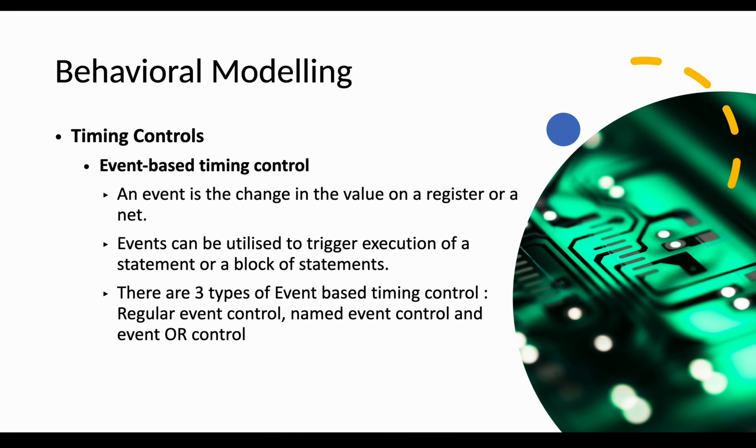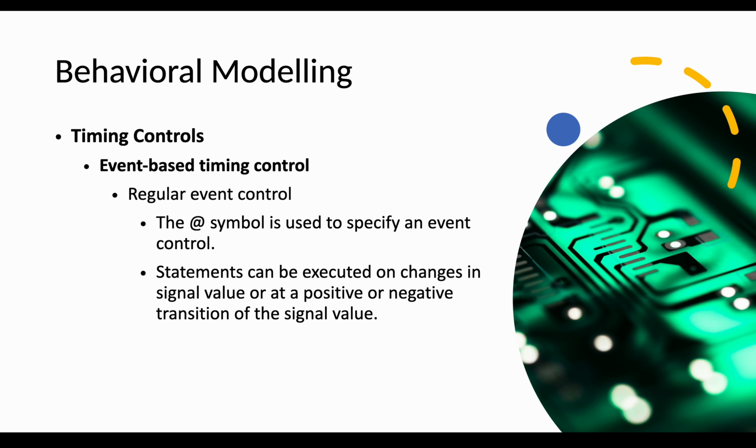Then the next one is event-based timing control. An event is the change in the value of a register or a net. Events can be utilized to trigger execution of a statement or a block of statements. There are 3 types of event-based timing control: regular event control, named event control, and event OR control. We will discuss each one by one.